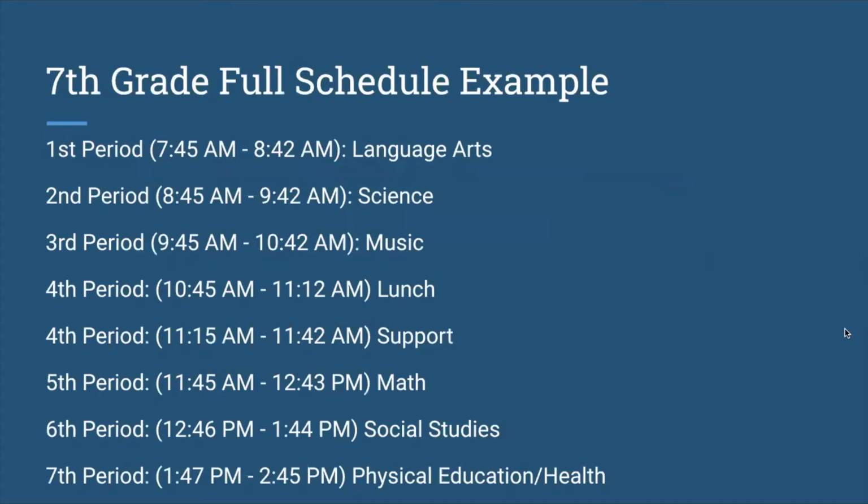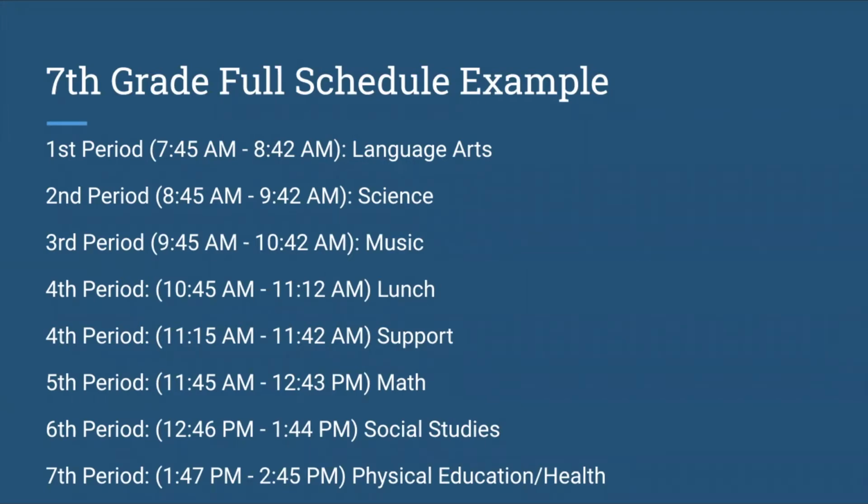Here is what your seventh grade full schedule will look like next year. This is just an example. Yours will differ from this. As you can see, first period is going to start at 7:45. For that first 57 minutes, you could be in language arts. And then you see here, second period, you'll have 3 minutes of passing time until 8:45, and you'll have another 57-minute class.